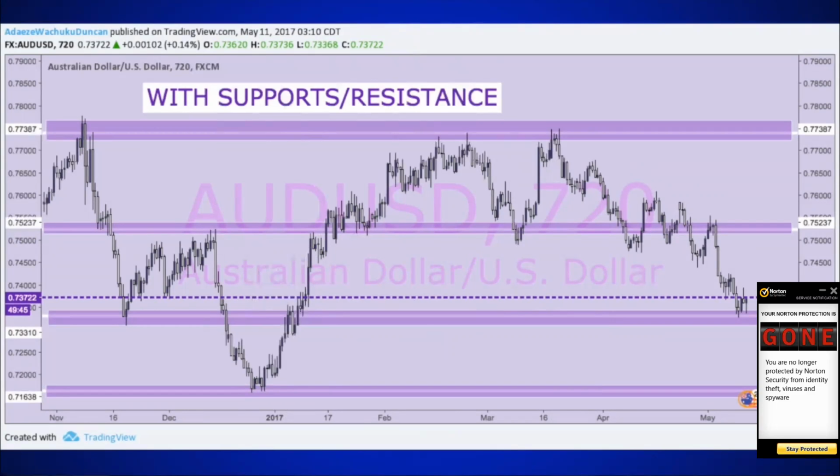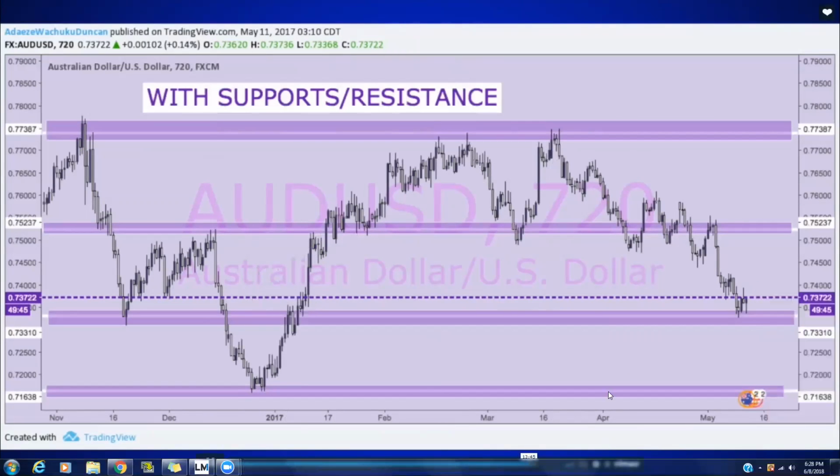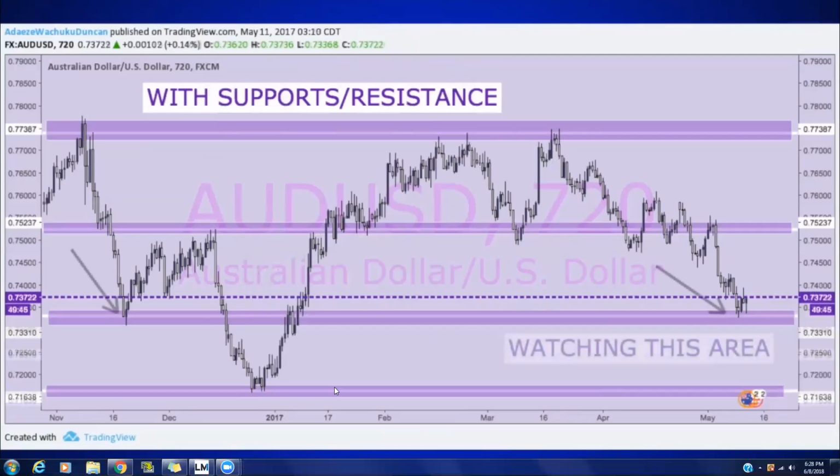So it's worth drawing these lines to create a map. Does this happen every single time? No, but what you're doing is creating a higher probability trade. Every time you trade, you're not going to win, but what you want to do is increase the probability of winning. And you can do that by drawing these lines and creating these nice if-then statements.